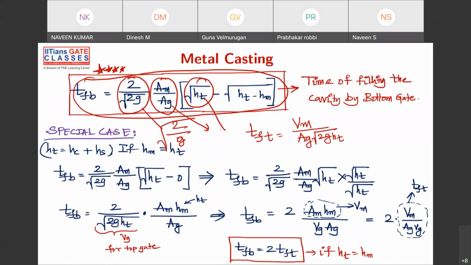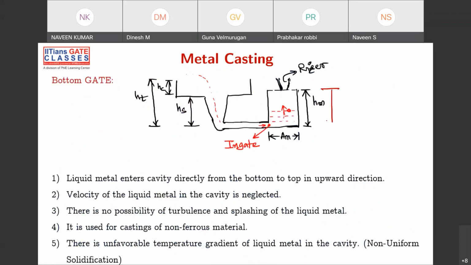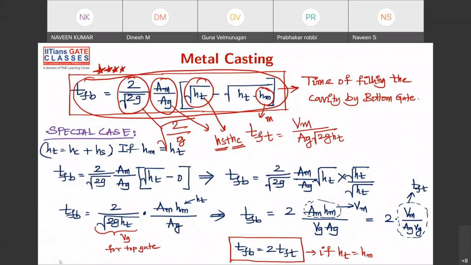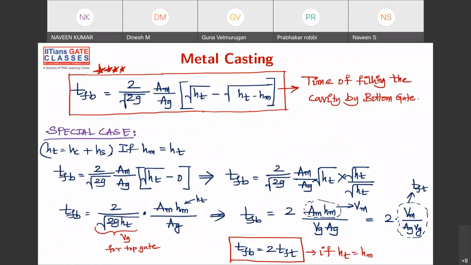HT is nothing but HS plus HC, the height of the sprue plus the height of the pouring cup. And HM is the mold cavity height. Mold cavity height is this. So somehow you have to write this formula in your short notes, and I think you should be able to remember it. Okay, remember this formula, and this is for bottom gating. Now there is a special case.